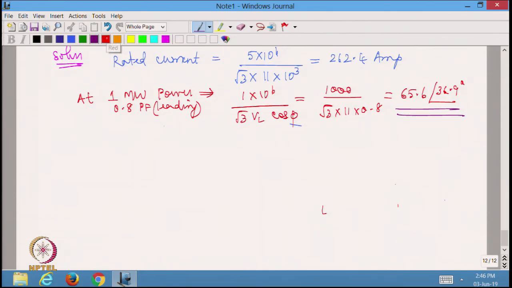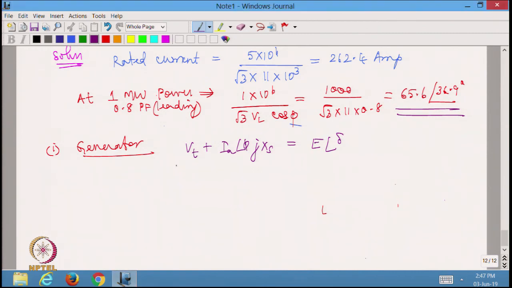Okay. So, when this is functioning as a generator, I have to write Vt plus Ia angle phi multiplied by jXs will give me E angle delta. Please note Vt, because it is star connected, I have to write 11,000 divided by root 3. If I miss out this root 3, it will be a problem, right, per phase voltage. Always the equivalent circuit, all the equations are per phase equations.